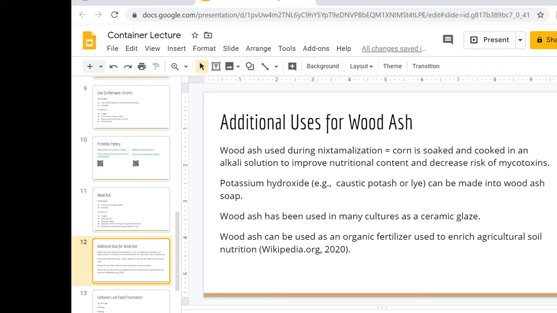So it's also been used as a ceramic glaze, so you can combine these two with primitive pottery if you have the ability to glaze your pottery and refire them. Kind of need a kiln for that. It's kind of hard to do in a pit. Yes, you can make ceramics in a pit, but to actually get a glaze and reheat it without it exploding is pretty tough. Wood ash is also used as an organic fertilizer.